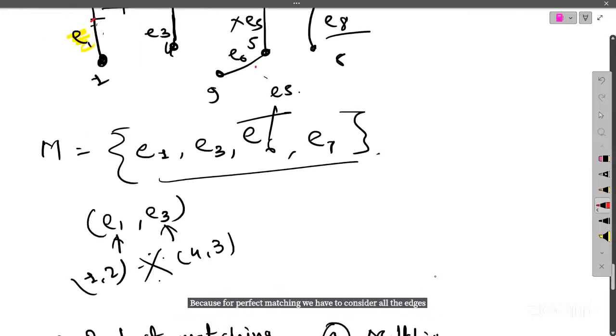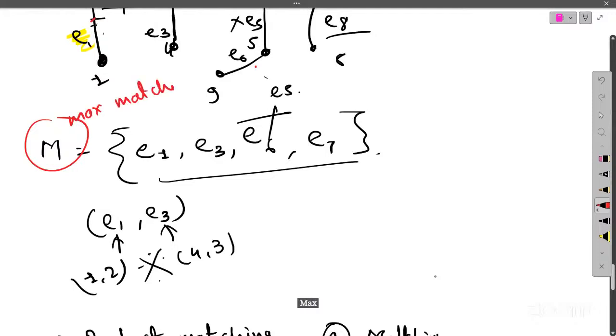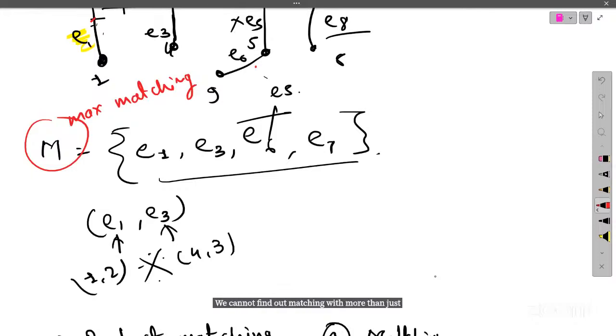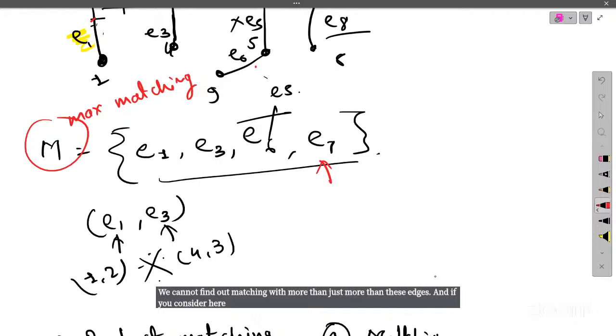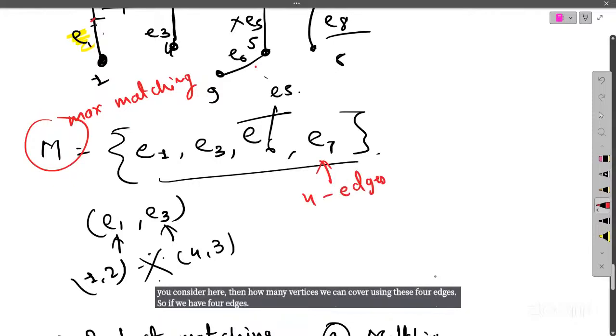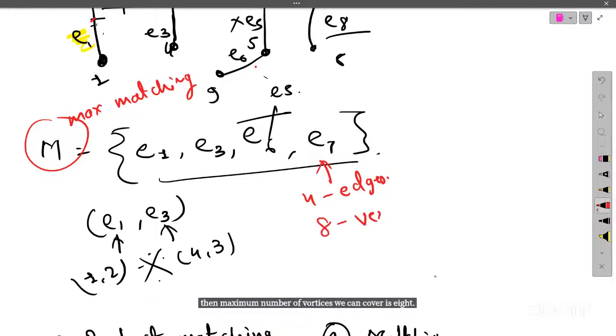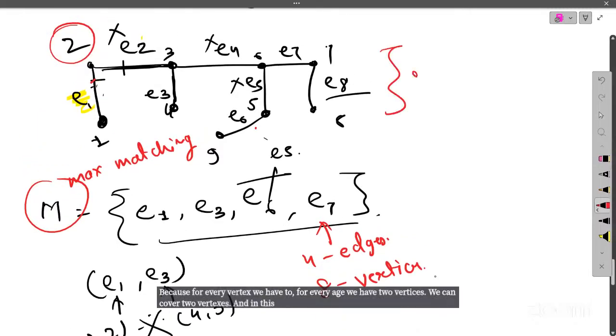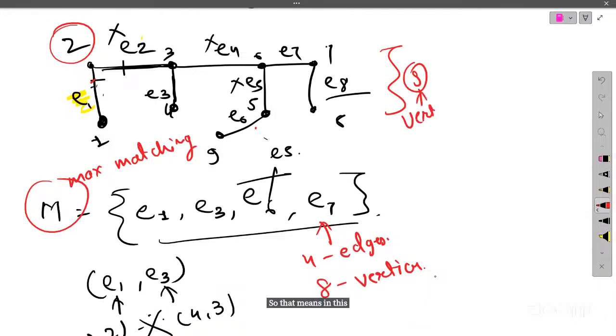Okay, see, we can judge by this. This is our maximal matching, correct? Max matching. We cannot find a matching with more edges than these. If you consider here, how many vertices can we cover using these 4 edges? With 4 edges, the maximum number of vertices we can cover is 8, because every edge covers 2 vertices. And in this graph, there are 9 vertices. Right? So that means in this graph, there is no perfect matching. Is that clear?